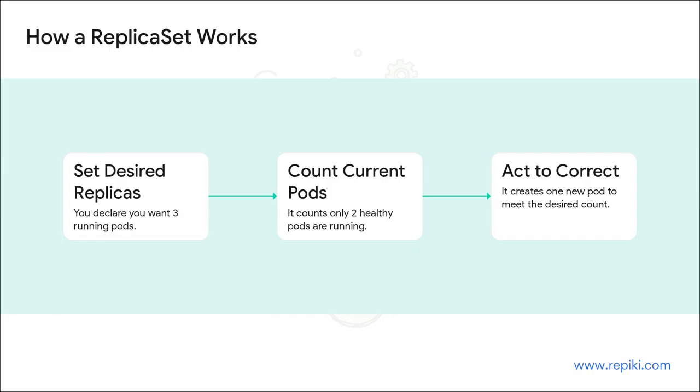You tell it what you want, you declare your desired state. Hey, I always want 3 identical copies of my app running. The replica set is constantly counting the actual state. I only see 2 healthy pods right now. And then it acts to fix the difference by creating a new one. That's it. That is its entire mission in life.